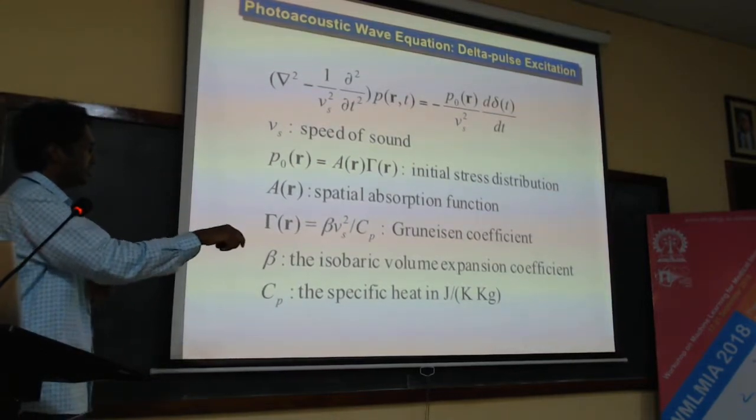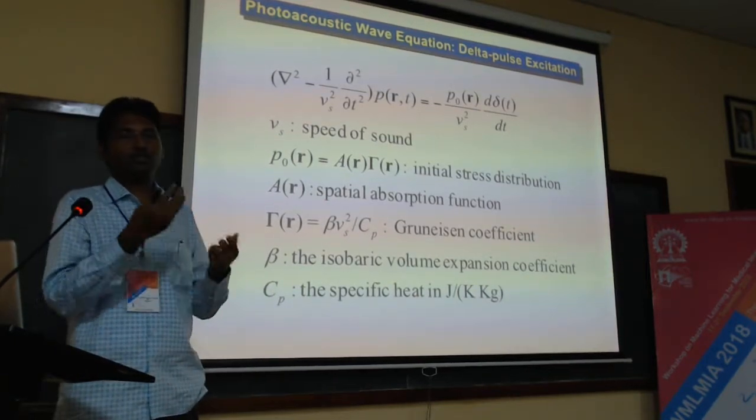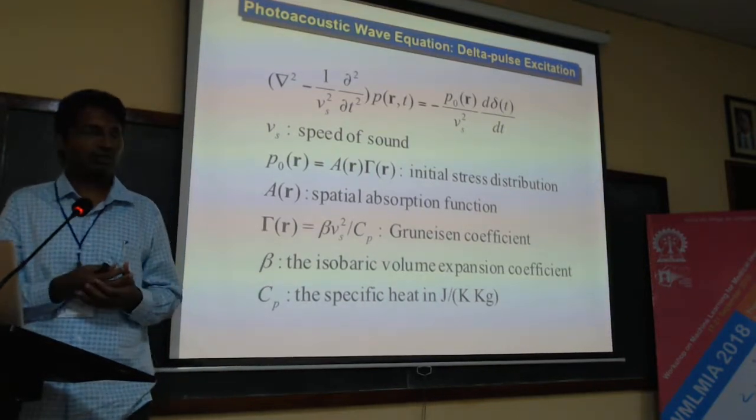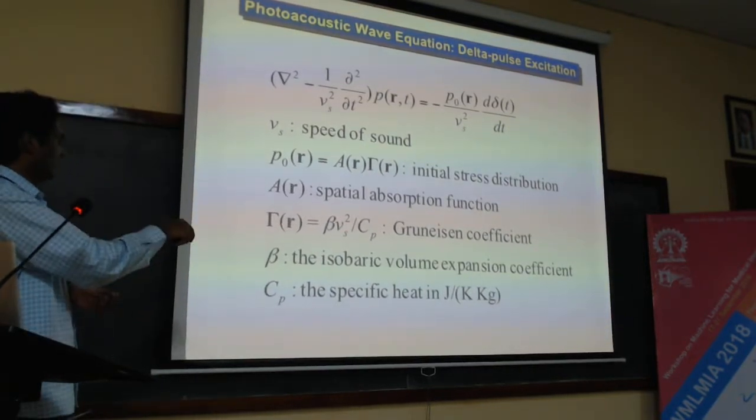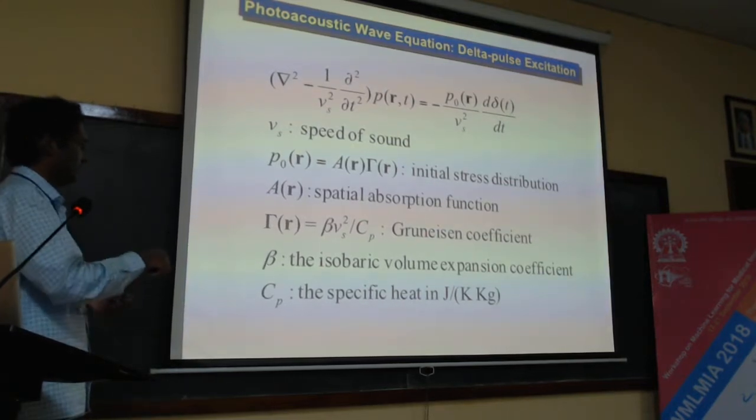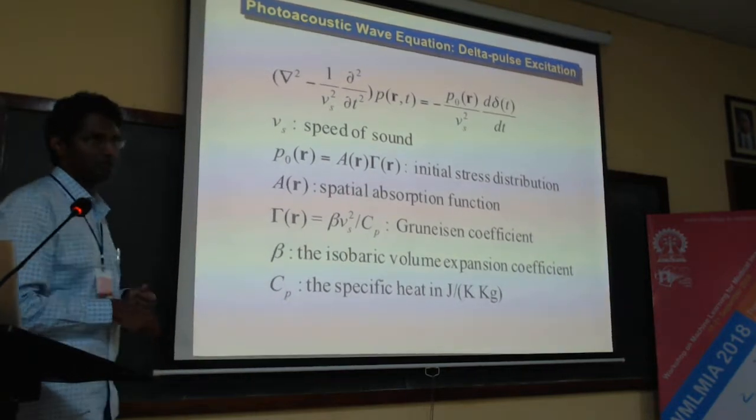A of r is what is called the spatial absorption function. That is the absorption of the laser light by the tissue chromophores. So that is the tissue property, the internal property which we are talking about. And then again, this is the Grüneisen coefficient, which involves the speed of sound as well as beta, the volume expansion coefficient.